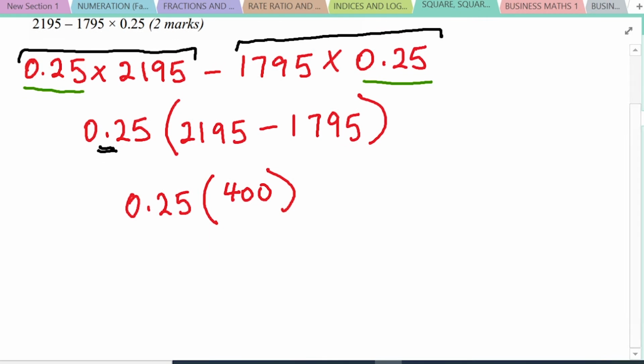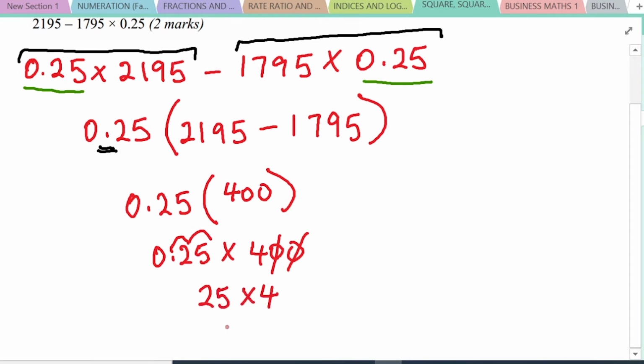So this condenses to 0.25 multiplied by 400. This 0 goes, 25 moves forward. You have 25 times 4, which eventually is 100. So the answer there is 100.